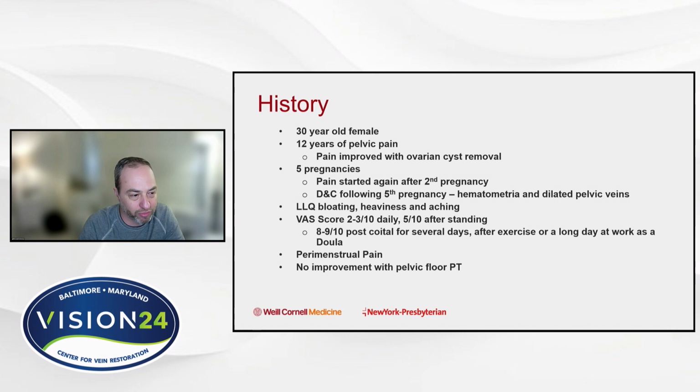So this was a 30-year-old female, 12 years of pelvic pain, improved with ovarian cyst removal at one point. She had 5 prior pregnancies, so you can see she's meeting all of the predisposing criteria that we specifically find, with high incidence of pregnancies and long duration of pelvic pain. It started after the second pregnancy. She has left lower quadrant bloating, heaviness, and aching. She's rating this at its worst 8 to 9 out of 10 on a VAS pain score scale postcoitally, lasting for days in a postcoital setting. So she's clearly presenting with a very typical venous origin chronic pelvic pain type of process.